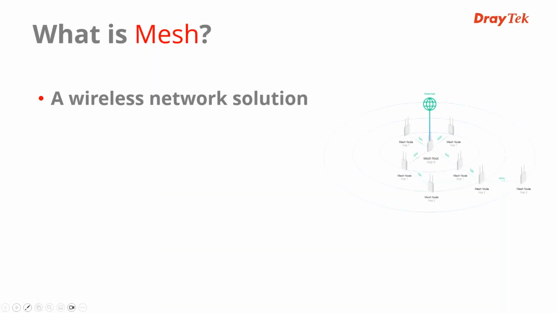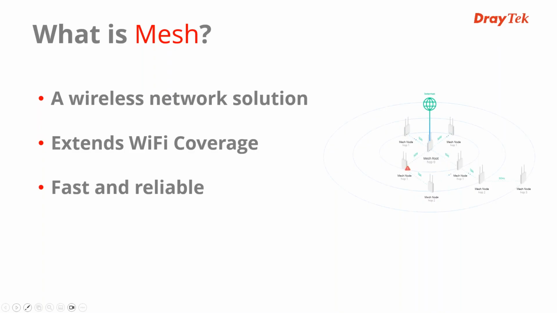So what is mesh? Mesh is a wireless network solution which consists of multiple points or nodes that work together to extend your Wi-Fi network. This will extend Wi-Fi coverage for large areas and hard to reach areas. It is fast and reliable, and it has a self-healing technology. So let's say an AP disconnects, the other APs in the mesh will adapt. It also has enhanced connectivity. Mesh networks are also especially useful in environments where wired infrastructure isn't available.